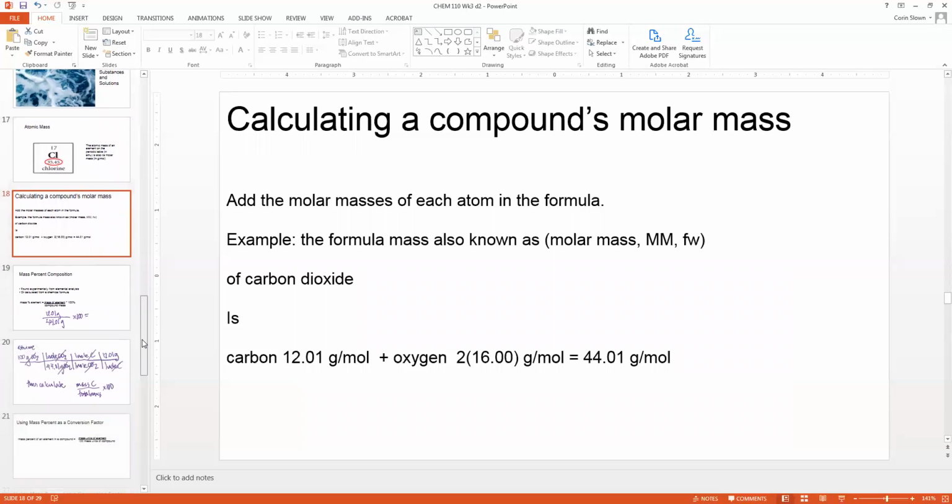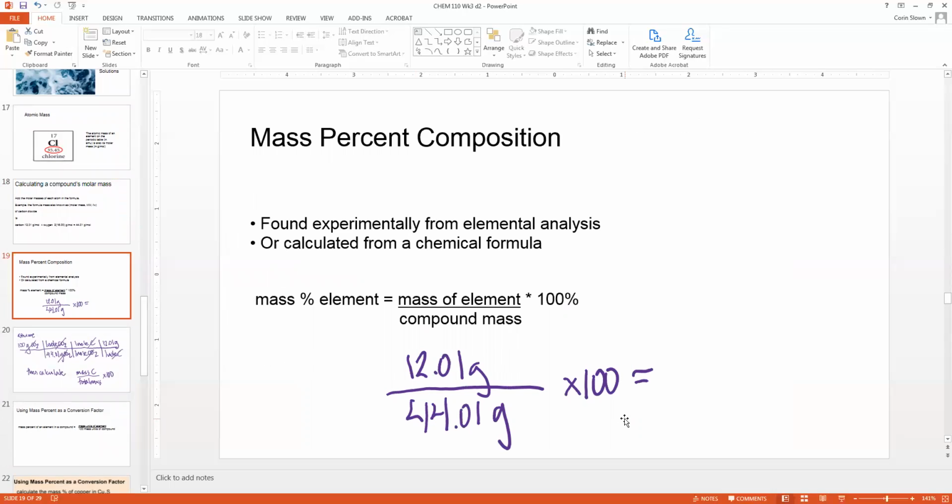We're going to use that formula weight now to figure out mass percent composition. You can find this experimentally from elemental analysis, or you can calculate it from a chemical formula. The easiest way to calculate this is to take the mass of the element, in this case carbon, and divide it by the compound mass of CO2. We multiply that by 100. But notice these units are in grams, so it's a unitless ratio.